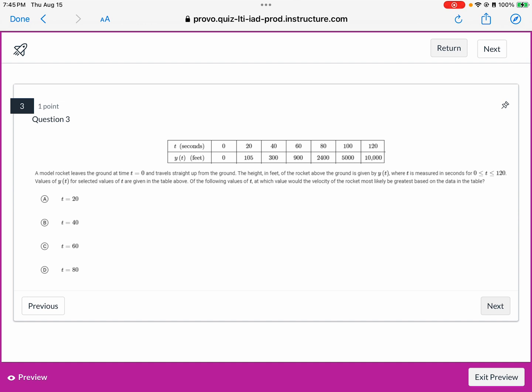Question number 3. A model rocket leaves the ground at t equals 0 and travels straight up from the ground. The height in feet of the rocket above the ground is given by y of t, where t is measured in seconds from 0 to 120. Values of y of t for selected values of t are given in the table above. Of the following values of t, at which value would the velocity of the rocket most likely be the greatest based on the data in the table?